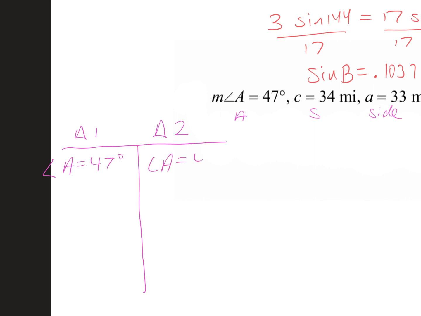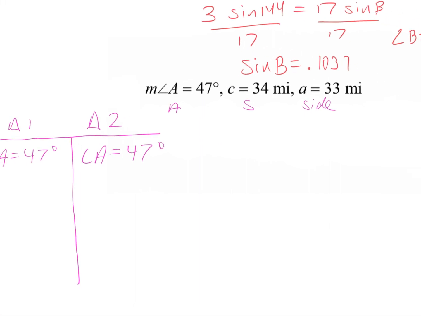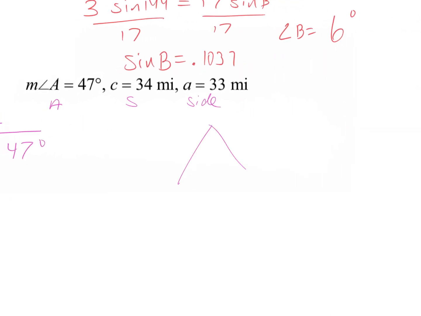So A is 47 degrees. Now, this is a little different because they don't give you B. They don't give you any information about B. They talk about C. Don't get hung up on the letters, right? The first one is given. Whatever the second one is that you find, that's the one that you use for the supplement. So if I take my information and I draw a quick little picture, A, B, and C, angle A is 47, side A is 33, side C is 34, so that goes over there.